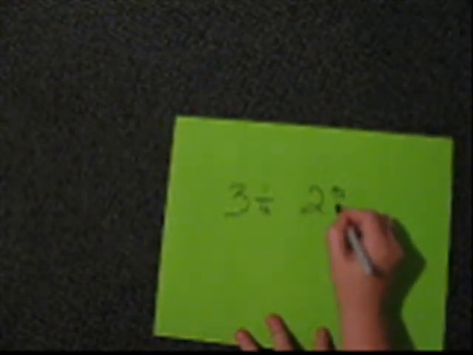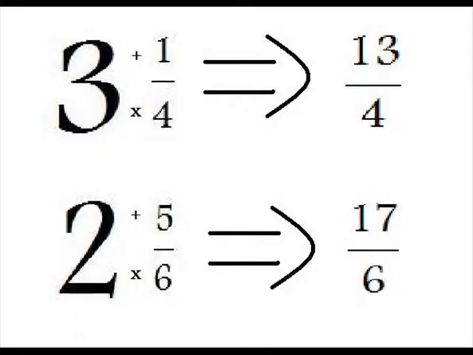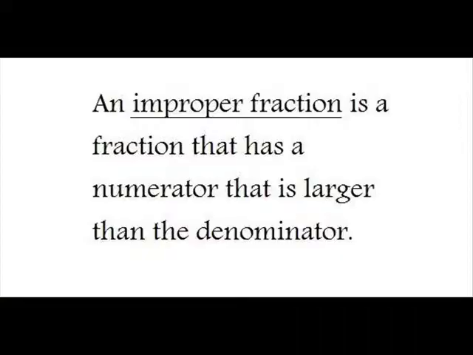Therefore, numbers like 3 1/4 and 2 5/6 are considered mixed numbers. Now, the counterpart is the improper fraction, which is pretty much the exact same as a mixed number, except it is written in a different form.